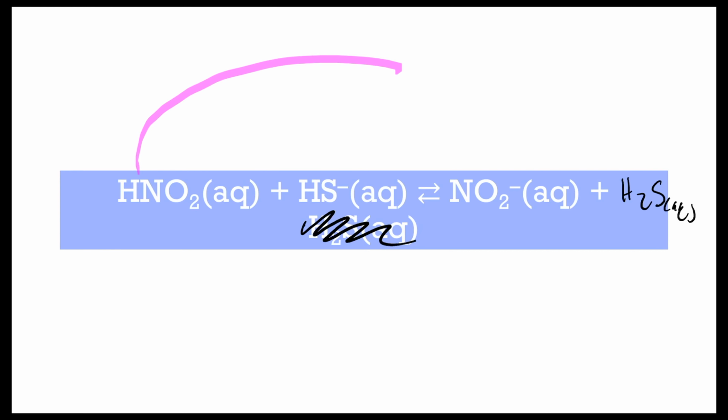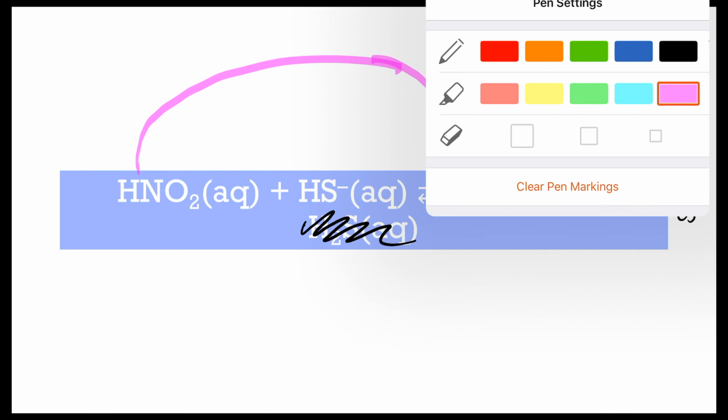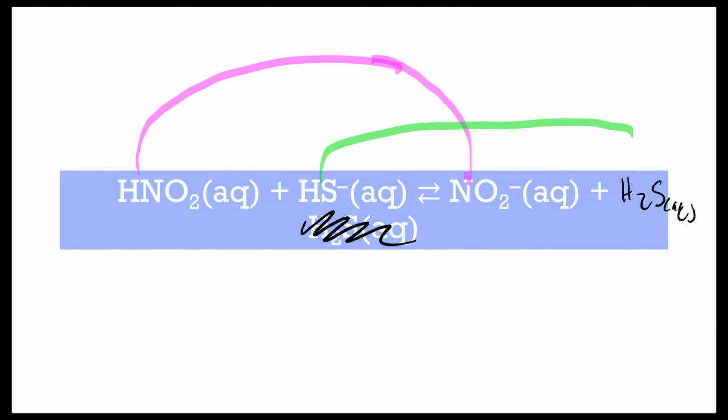Finding your pairs is always your first step. So now, in order to get from HNO2 to NO2 minus, you have to lose or donate an H+. And then if you have the capability of donating, that makes you an acid. And then what you look like after you've actually donated, that is your conjugate base.